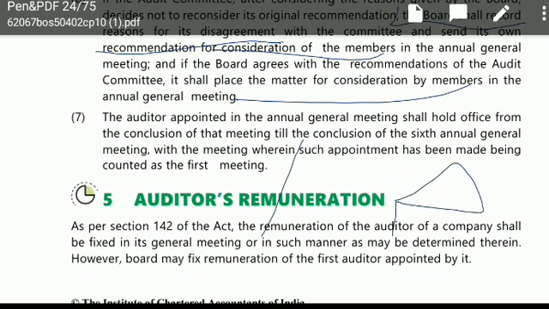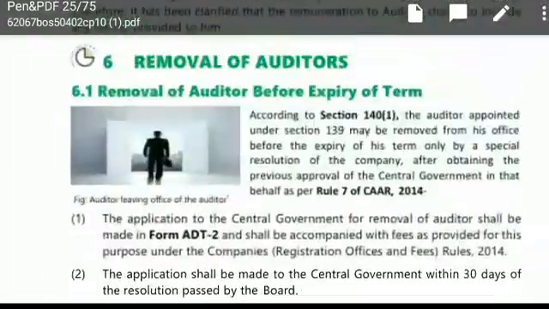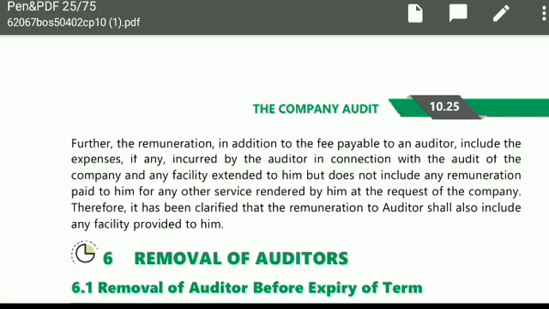Okay, now let us also study about the auditor's remuneration. So as per section number 142, the remuneration of the auditor shall be fixed at its general meeting or in such manner as may be determined therein. Okay, so it is fixed in the general meeting. However, the board may fix remuneration of the first auditor appointed by it. First auditor remuneration may be fixed by the board, but the remuneration of subsequent auditors will be fixed in the general meeting.